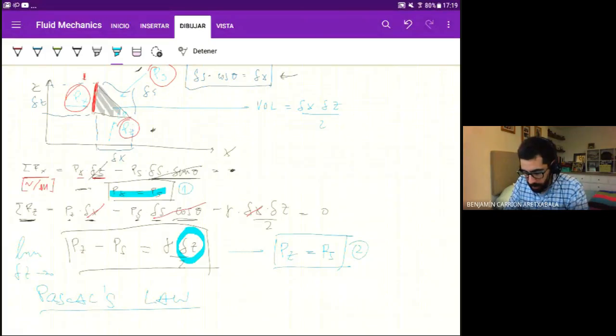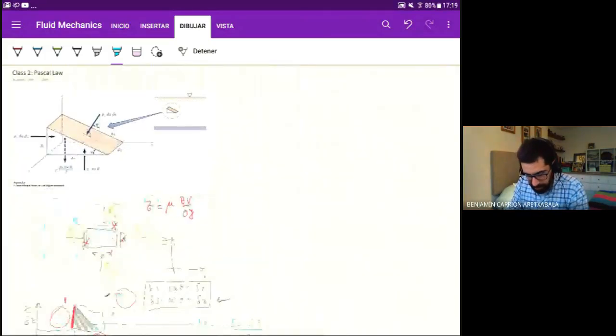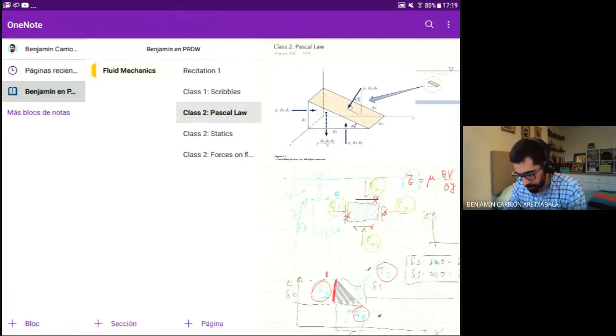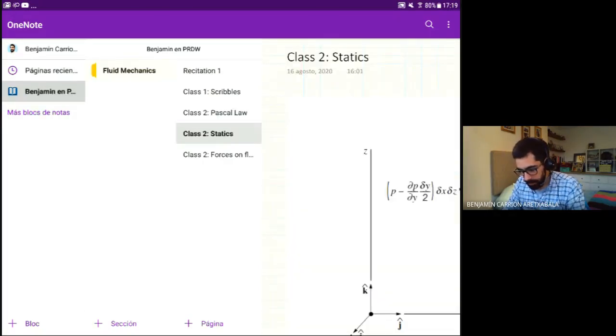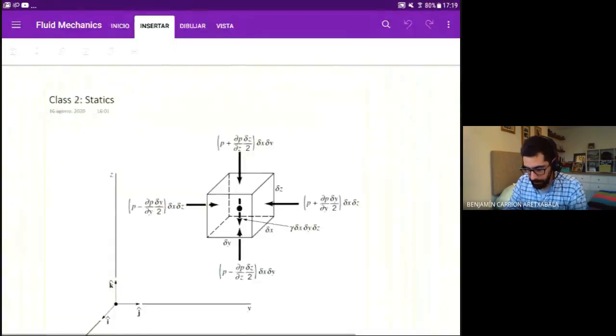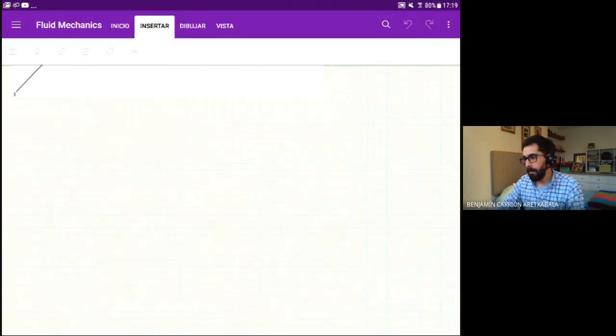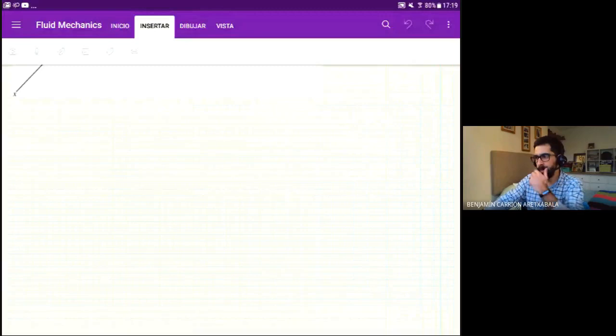Okay, hopefully I will be able to save this and upload it to you as a PDF later on. So I apologize for how nasty it looks, but it's the best I can do now. Okay, any questions? No?